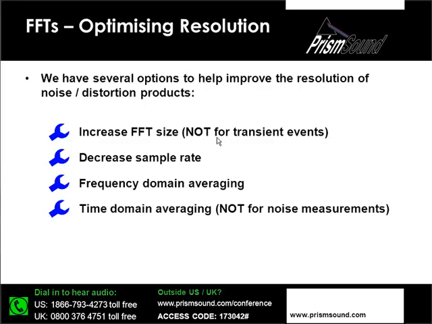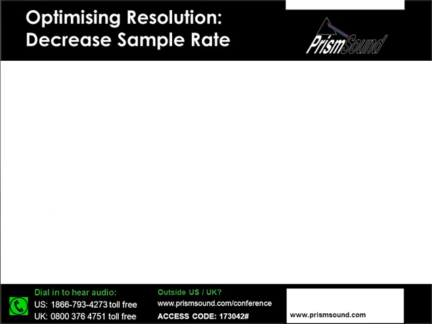Frequency domain averaging, time domain averaging. We have 2 averaging options that I'll discuss in a little bit more detail. Both of these can potentially be used, but we need to be careful, particularly with time domain averaging, because it does have an impact on the noise measurements, and if that's what we're concerned with, then we need to be careful not to use time domain averaging. And we can also use combinations of one or more of the above to help us. So let's talk through these in turn.